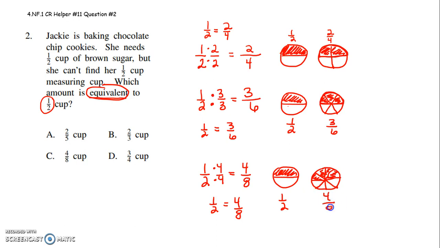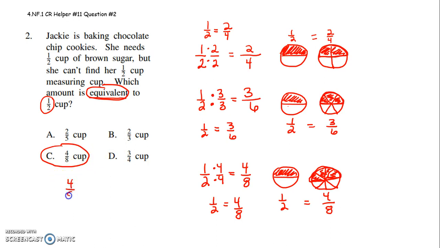I shade in 4 out of 8 of those slices. I really shaded in half the circle. Those are totally equivalent to each other. You can always use pictures to support that. So now I have found that 4/8 is equivalent to 1/2. You could have also taken each of the answers and tried to simplify it to 1/2.